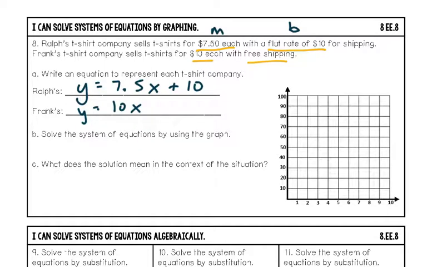Frank's graph will be proportional, and Ralph's will not, since he has a starting point. I'm going to do Ralph's first in green, and then I'm going to do Frank's next in red. So Ralph starts at 10, and he goes up 750 for each shirt.